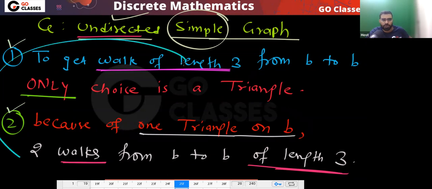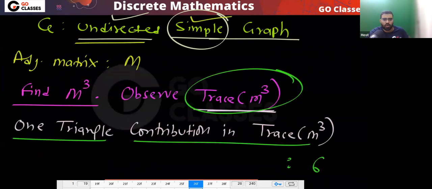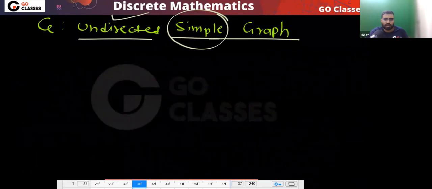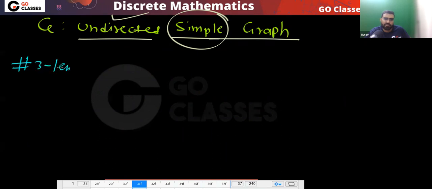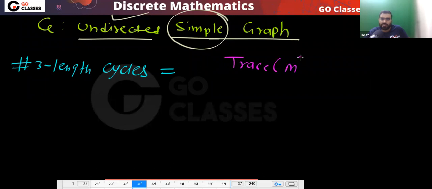So if you combine these two points, all you have to do is find M cube, then find the trace, and then divide by 6. So finally, this is the conclusion: if you have an undirected simple graph, then the number of 3 length cycles is equal to trace of M cube divided by 6.